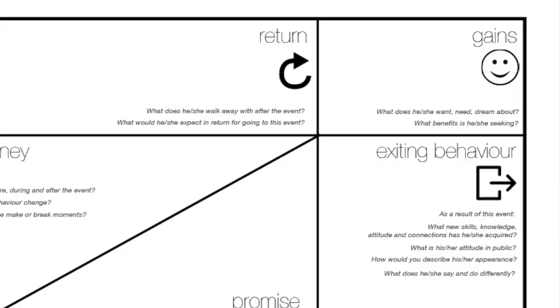On the opposite side, you have the exit behavior, which is how does somebody leave the event? What are their behaviors? What do they say and do after the event? What are their gains for having gone to this event? And what is their level of satisfaction offset against the expectation that they had before the event? Together, those elements are called the change.